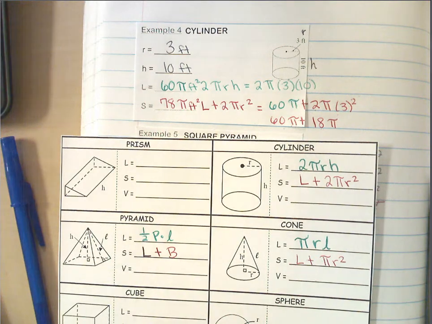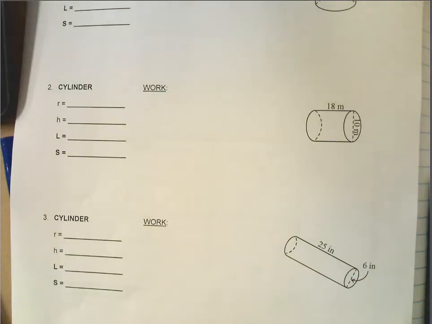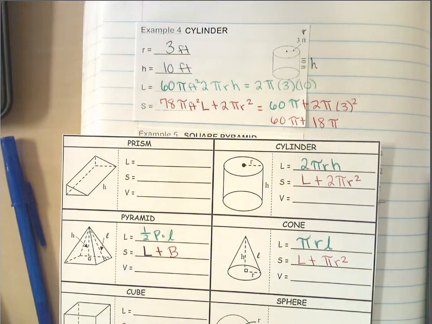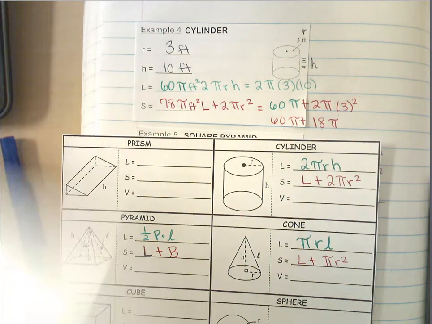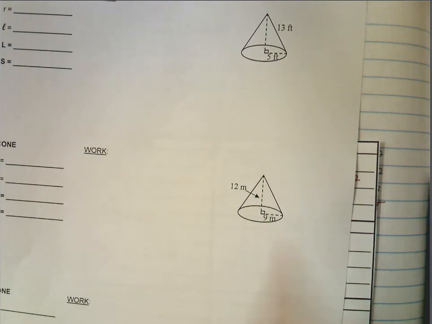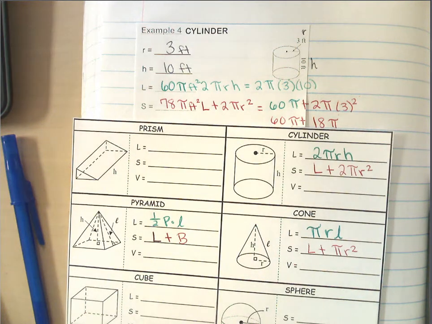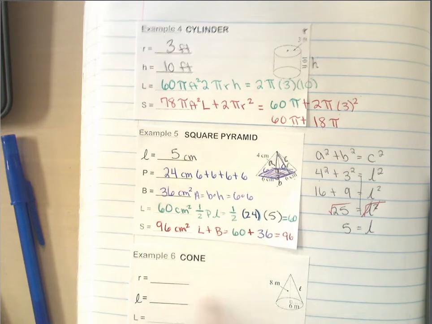Now I want you to pause this video so that you can work on those 3 problems on cylinders. When you're done, continue this video so that you can watch the explanation about the pyramids on the back. Alright, so earlier I said pyramids on the back, I'm sorry, it's cones on the back. So we're going to do example 6 in your notes.